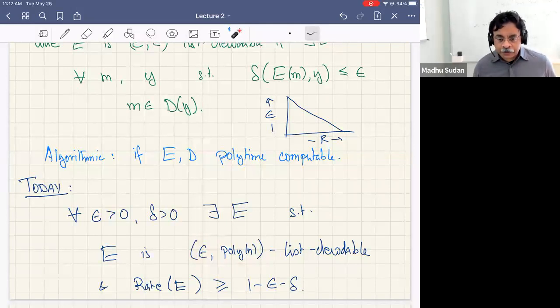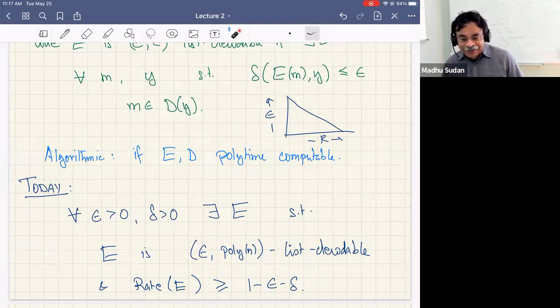We won't care about what the list size is. And the rate that you will get is more or less optimal. 1 minus epsilon, except for this delta, this is optimal. Okay, so it's really on this line, except it's a delta below this line. And what's the dependence on delta within the poly in N? Great question. I will not address it right now.